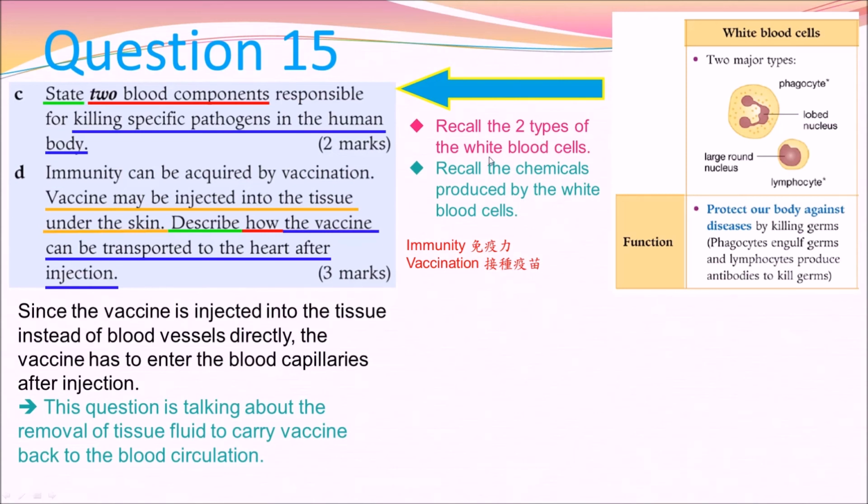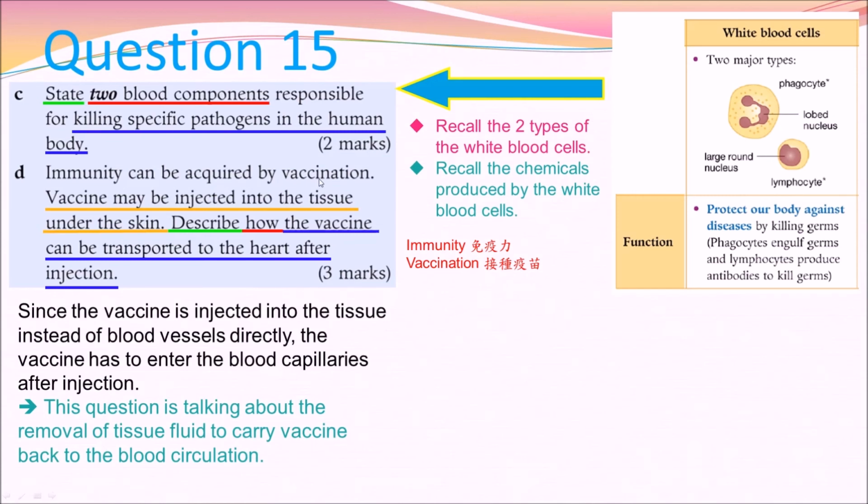Don't just write down white blood cell. You have the names phagocyte, lymphocyte, and then recall the chemicals produced by the lymphocyte. Okay, 3 answers. Although it's asking for 2, if you can give me these 3 answers, I give you 1 more bonus mark. And then question D, immunity can be acquired by vaccination.